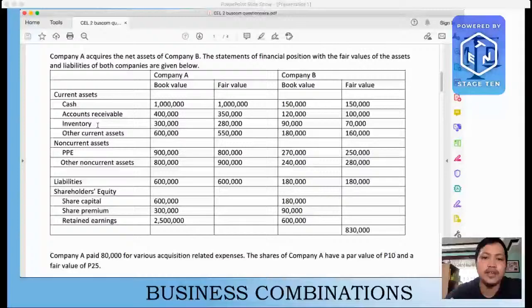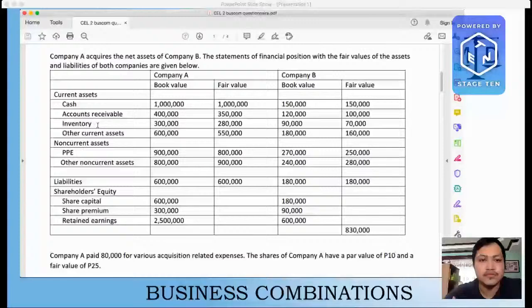But again, do not forget that when you combine the assets of the acquirer with the assets of the acquiree, the assets of the acquiree are to be added or included in the assets of the acquirer at fair value, because again, they are to be recognized at fair value.